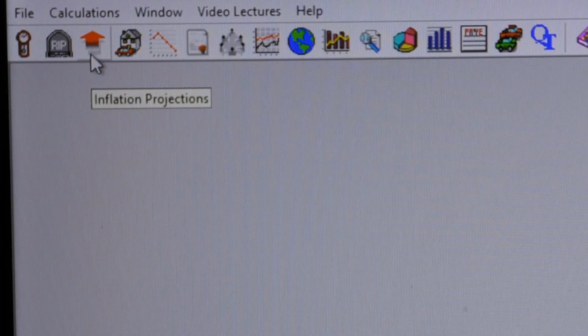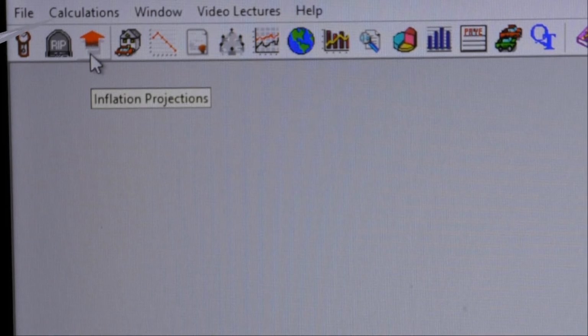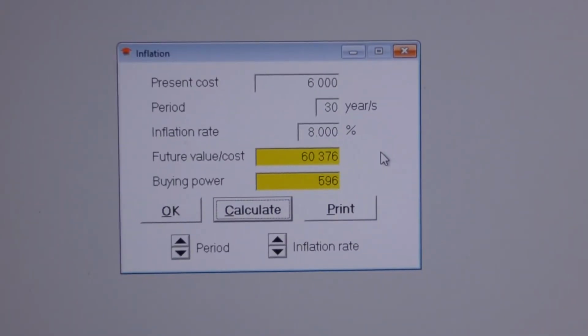This icon will access inflation projections. This calculator shows the evils of inflation and, more than anything else, shows the necessity of investing for the future. If we take an item costing 6,000 Rand today, then with inflation at say 8%, the calculator displays the projected cost in 30 years' time would be over 60,000 Rand. In other words, if it costs you 6,000 Rand for food today, then when you go on pension in 30 years' time, it will cost you 60,376 Rand a month for food.